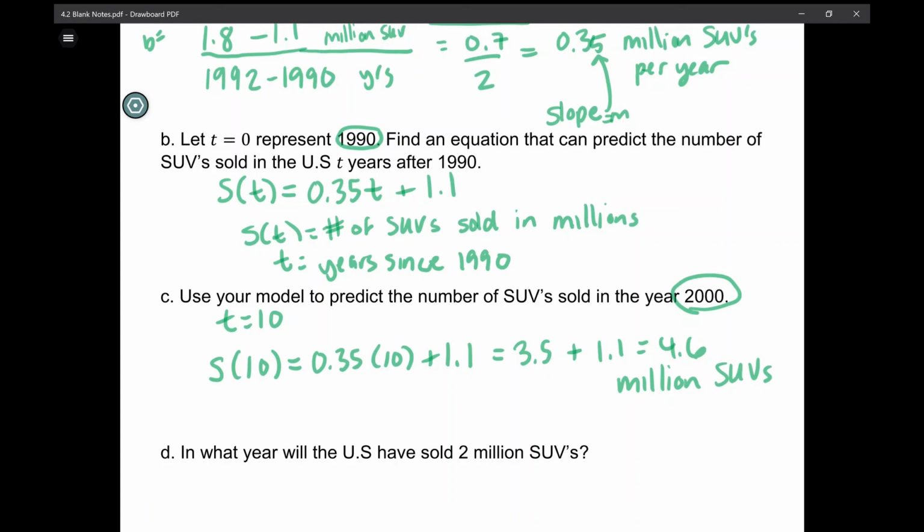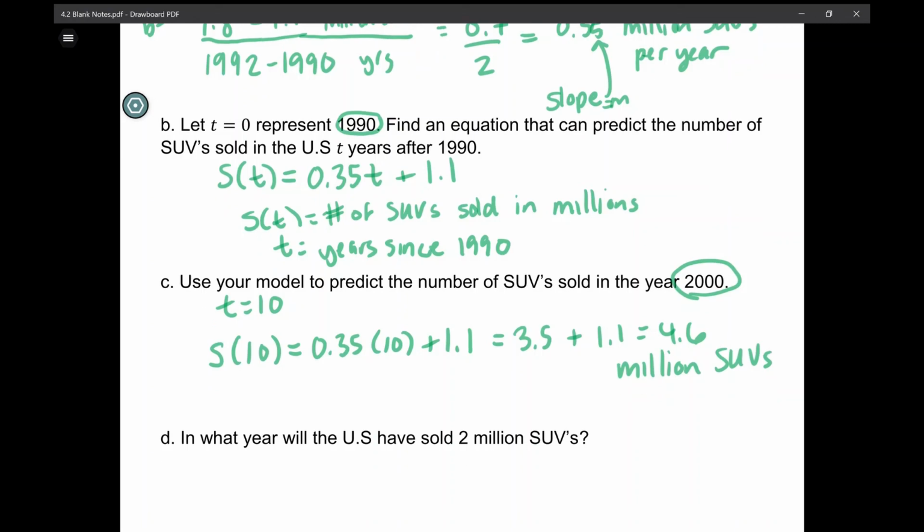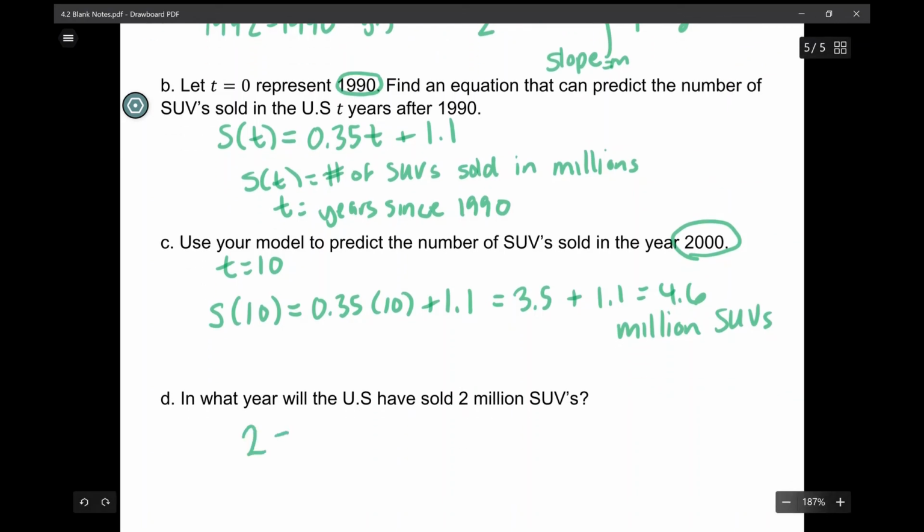All right, in what year will the US have sold 2 million SUVs? So in this first one, I was plugging in for t. I was plugging in for the input. In this one, I'm plugging in for the output. The units are million SUVs. So I want to set 2 equal to my S of t.